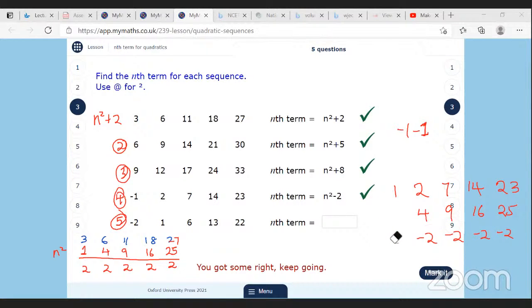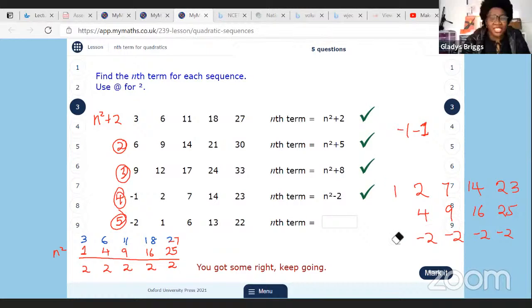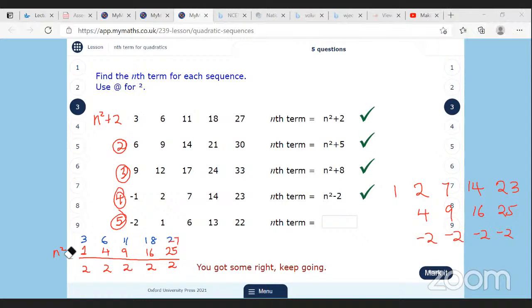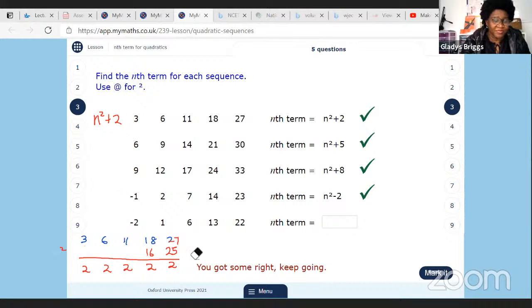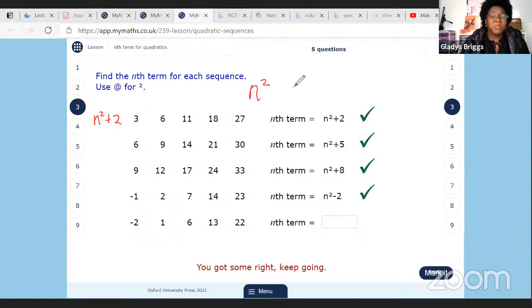Well done to you guys. Teacher, I don't understand. You don't understand this one? All of it. What don't you understand? I've done the same thing for all of them. I'll show you now. Let's finish the last one. Pay attention to the last one. Because it's n squared, it's quadratic, it means we're talking about square numbers. We're talking about squares.